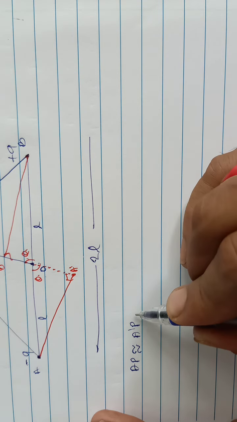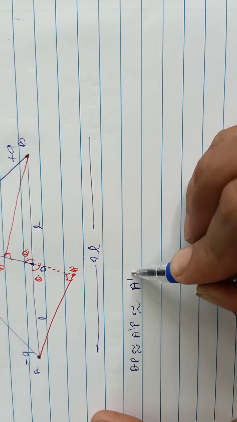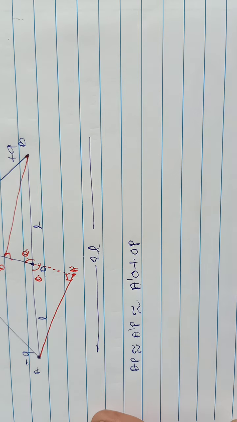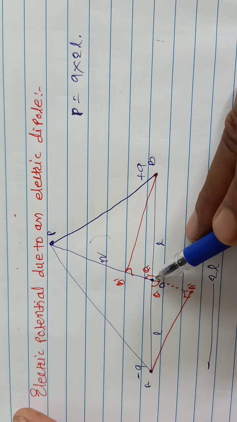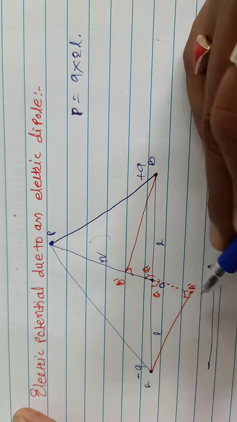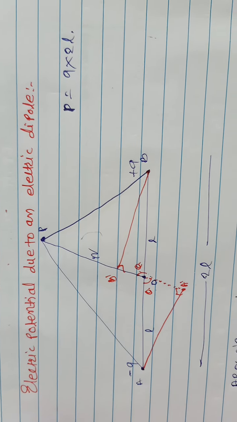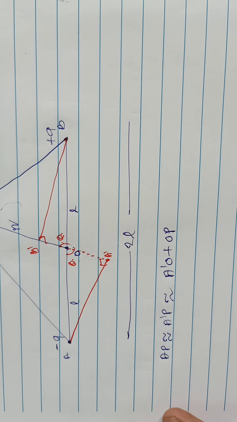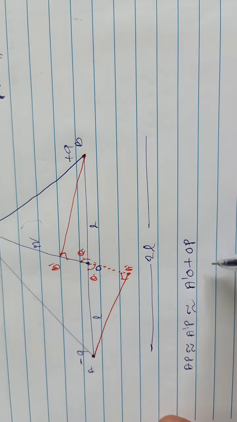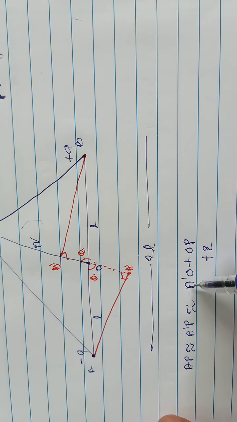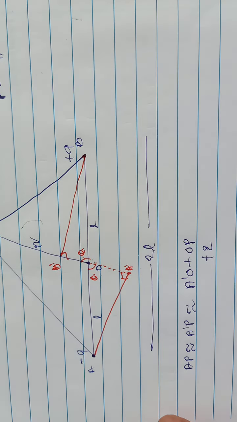A dash P is the combination of A dash O plus OP. Look at the figure again: A dash O plus OP is A dash P, since these are collinear points. We know the value of OP is R. So now we have to find A dash O, whose value we don't yet know.